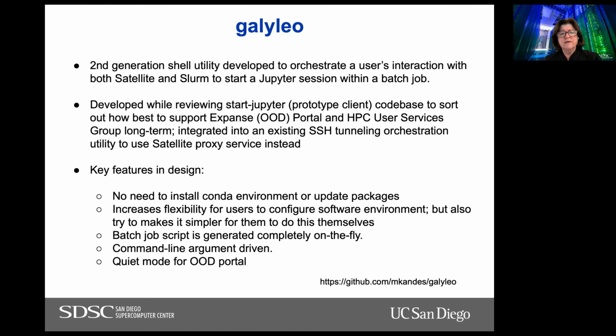And so this is a second generation shell script that Marty took to the next level, and it's called Galileo. It creates your batch script on the fly. It saves the batch script for you. It parses the command line and helps you load and customize environment modules. There's a lot of work that's done in the background with this bash script.